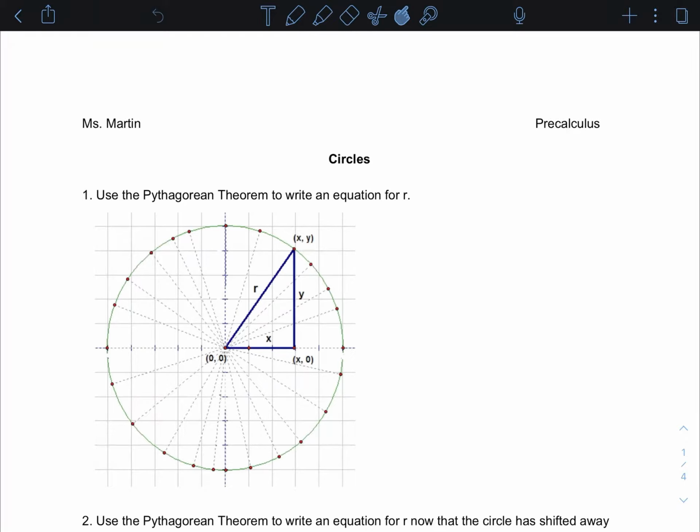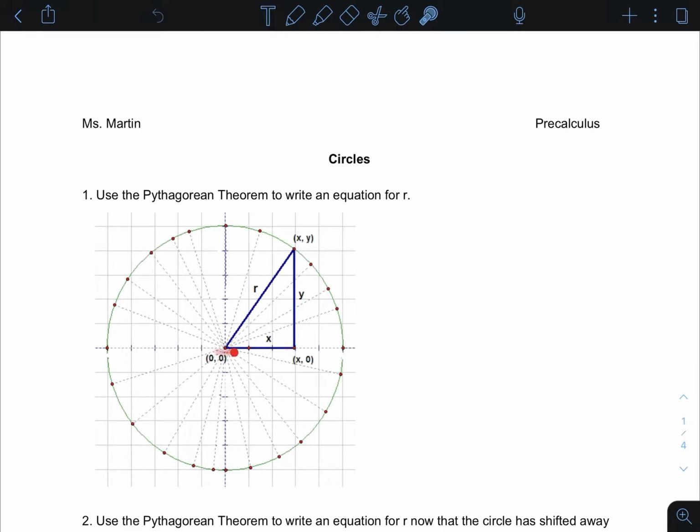So we have this circle drawn out here. It has a radius of r, and we've picked out a point that is on the circle, and this point we've called x, y. And then we have the center, which is 0, 0, and so that would mean this point here has the x coordinate, which is x, and y is 0. So there's our 3 points, and then together they make our triangle, which has the hypotenuse equal to r.